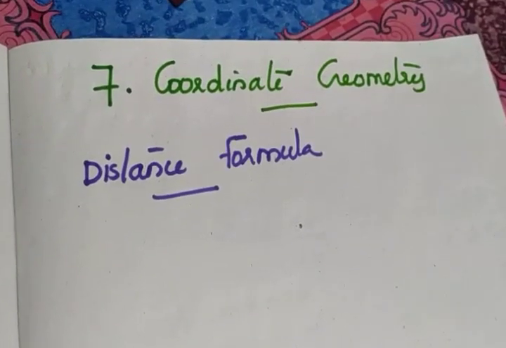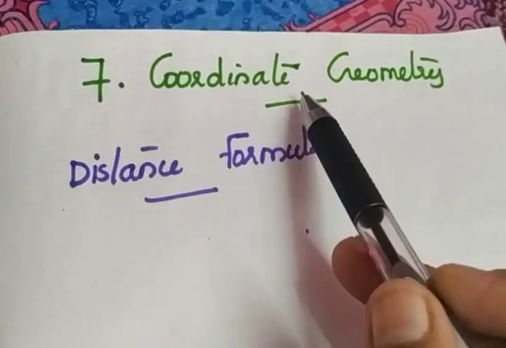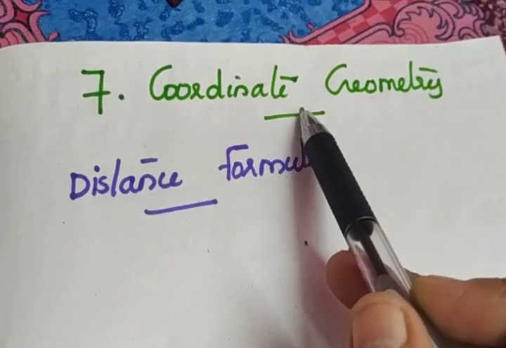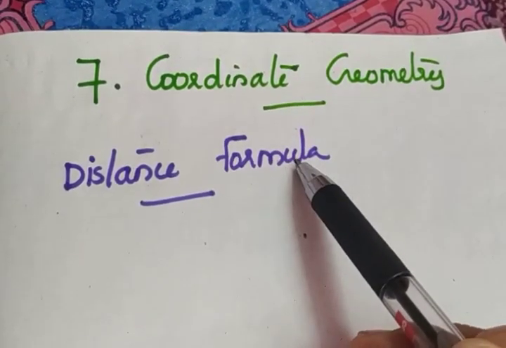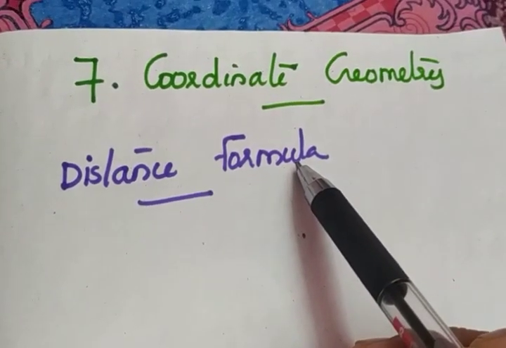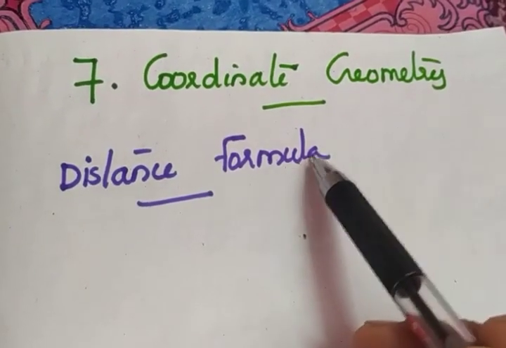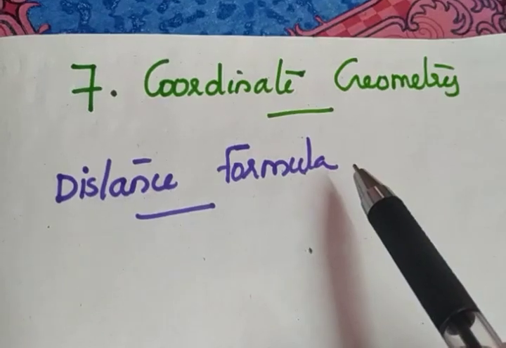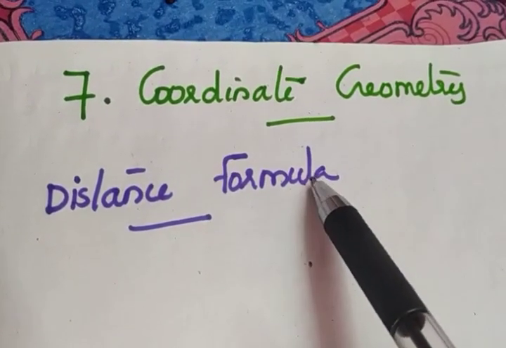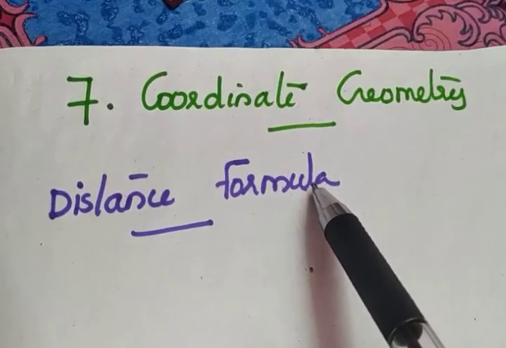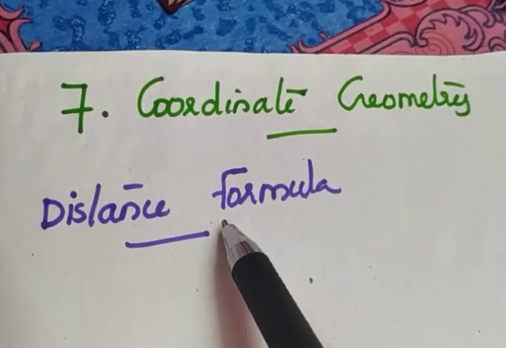So we are going to start the new chapter, chapter number 7, coordinate geometry. In this chapter, there are actually 3 formulas. One is the distance formula, the second one is the section formula, and the third one is the area of the triangle. But the area of the triangle is deleted by CBSE for this year. So now there are only 2 formulas: the distance formula and the section formula. So we will deal with the distance formula.